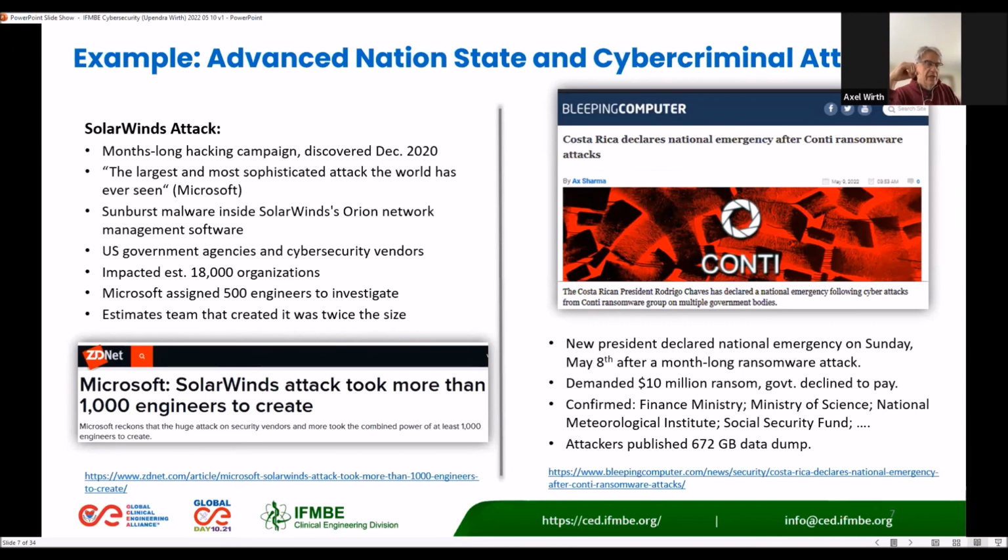So that gives you, I think, an idea of how sophisticated attacks are today, SolarWinds on the left, but also how impactful they can be. Costa Rica is an example on the right, where literally a cyber attack on government institutions has led to the declaration of a national emergency.